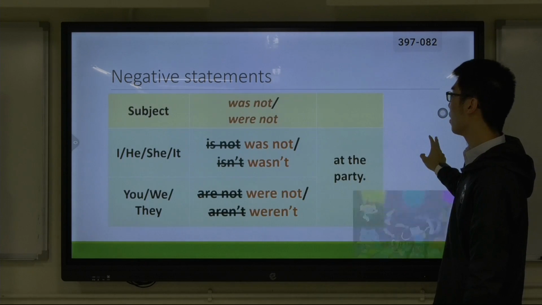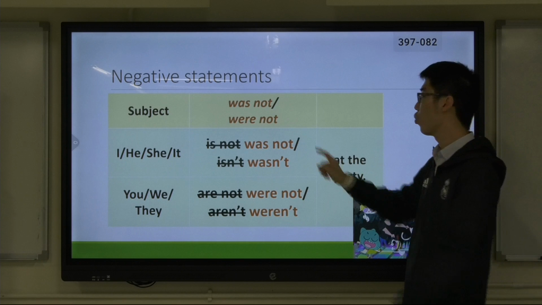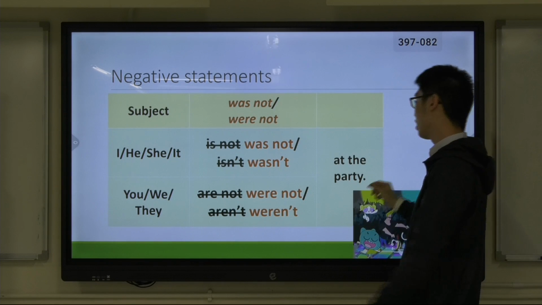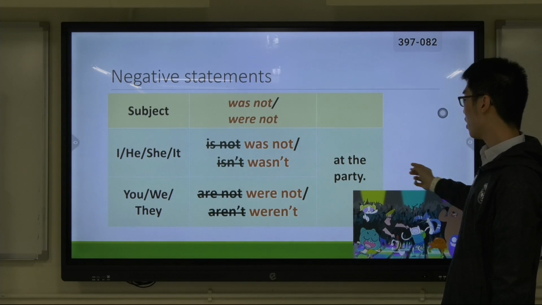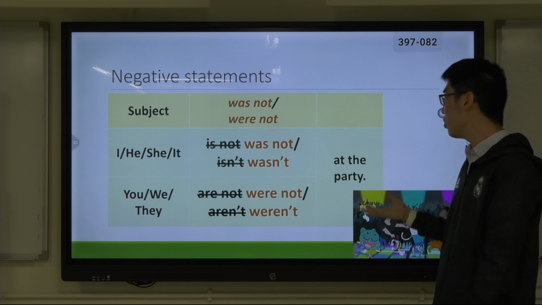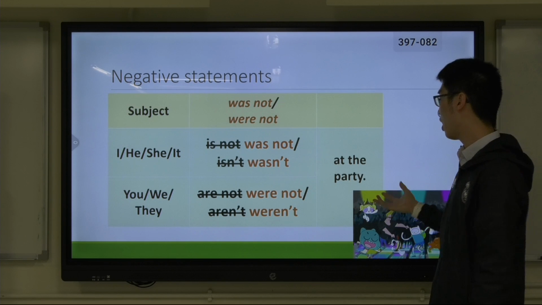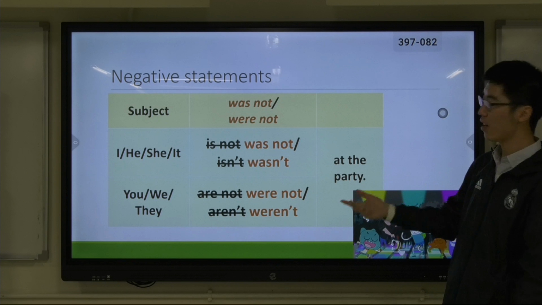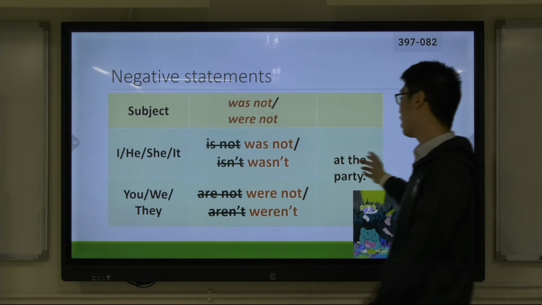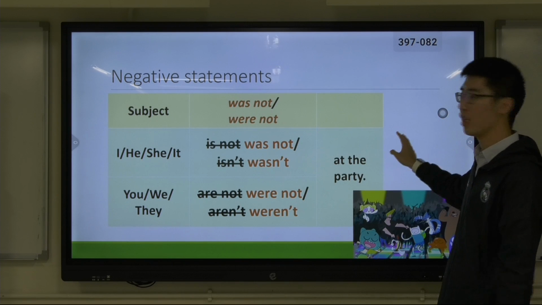For the negative statement, we have two different types. One is was not, were not. So maybe if someone asks, were you at the party, you can simply answer, oh no, I was not at the party, or I wasn't at the party.